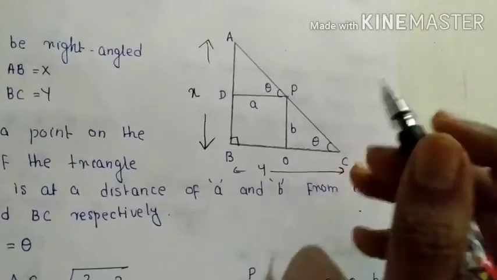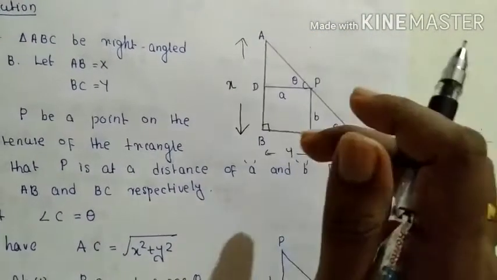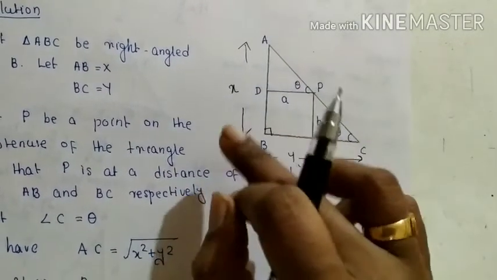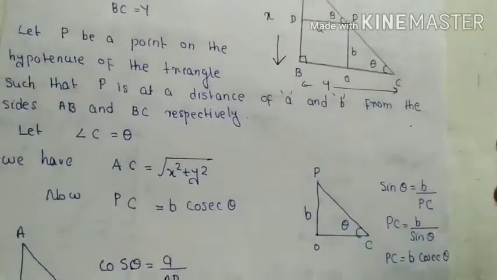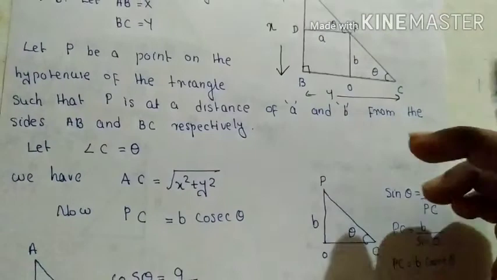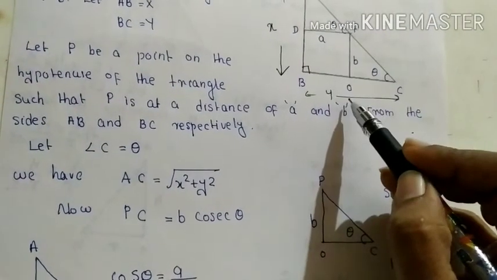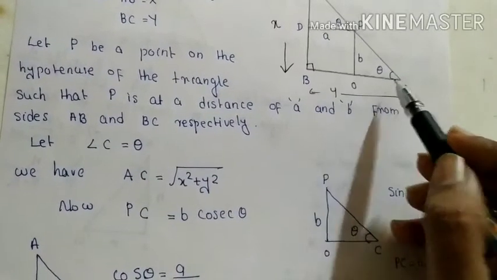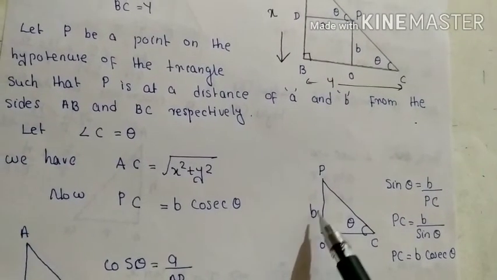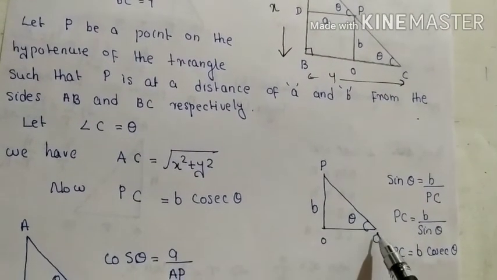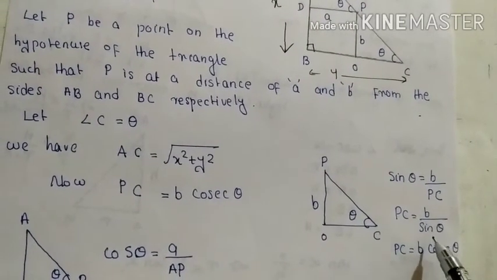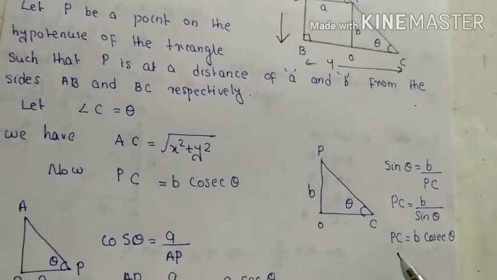From this figure, let us consider triangle ABC. The hypotenuse AC is equal to the root of x square plus y square, right? So first of all, let us consider this triangle CPO. Here, given that this side is B and angle theta, sin theta equals opposite side by hypotenuse, that is B divided by PC. From this, PC equals B by sin theta, and we know that 1 by sin theta is cosec theta. So PC equals B cosec theta.